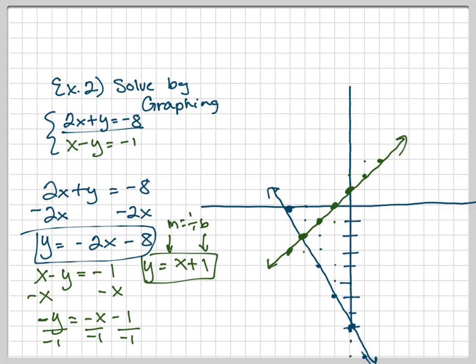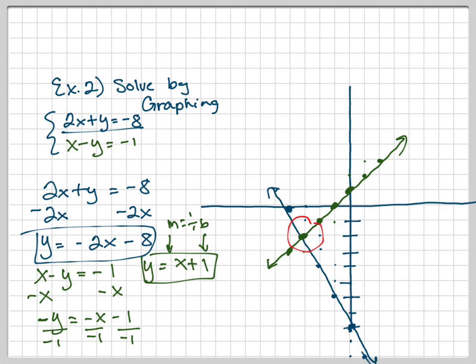So finding an intersection using a graph is not a bad option. You need a couple of things. You need your equations to be ready in y equals mx plus b form. It helps if you have a handy-dandy sticky note graph paper, because otherwise my graph may not be accurate. My scale may be off and I'm not able to see where these two lines intersect.